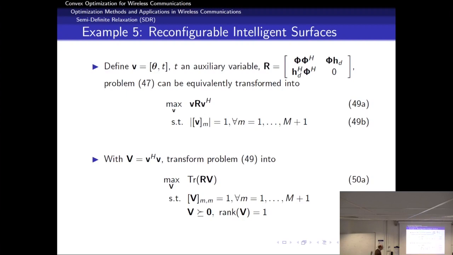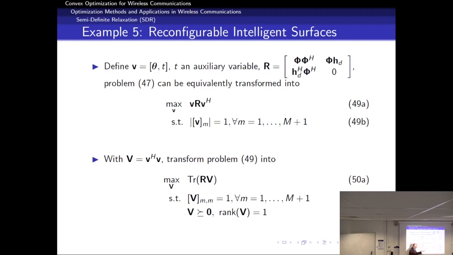Okay, so now we have something that we like. This is linear in the entries of V. This is just linear in the entries of V. This is a semi-definite positive constraint. And this is something we don't like. This is a rank 1 constraint, so this makes the problem non-convex.